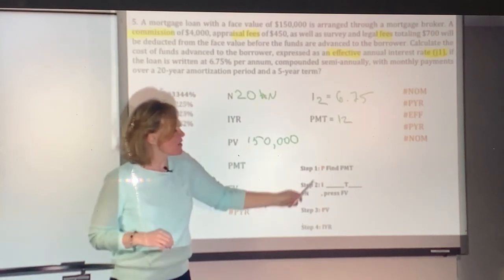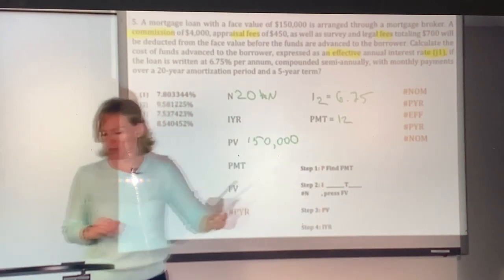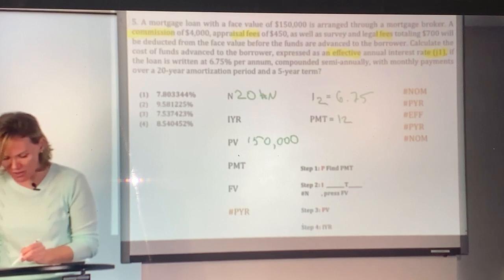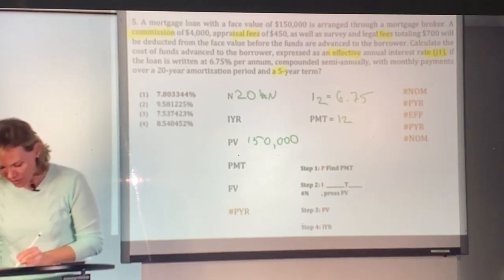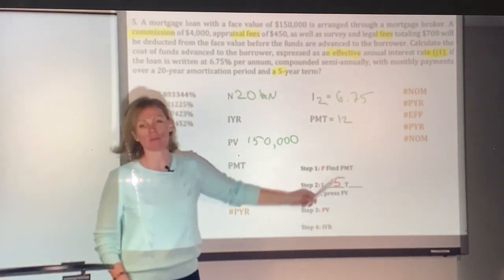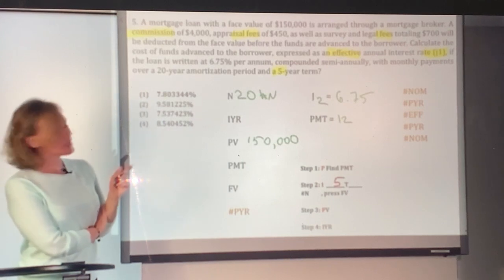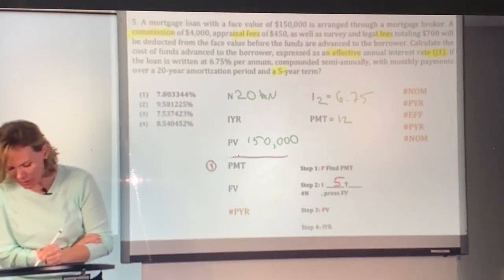Okay, so step one is to find your payment. Step number two, you're going to do your term. So step two is where you're going to put that 5 years in. The term is 5 years, so I'll put the 5 straight up in here. So it's sitting and waiting for me. So let's find the payment first, because that is step number one.